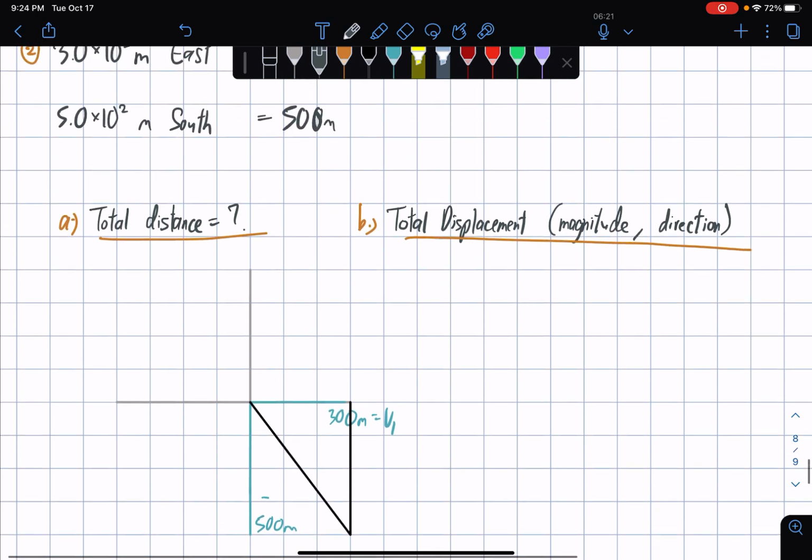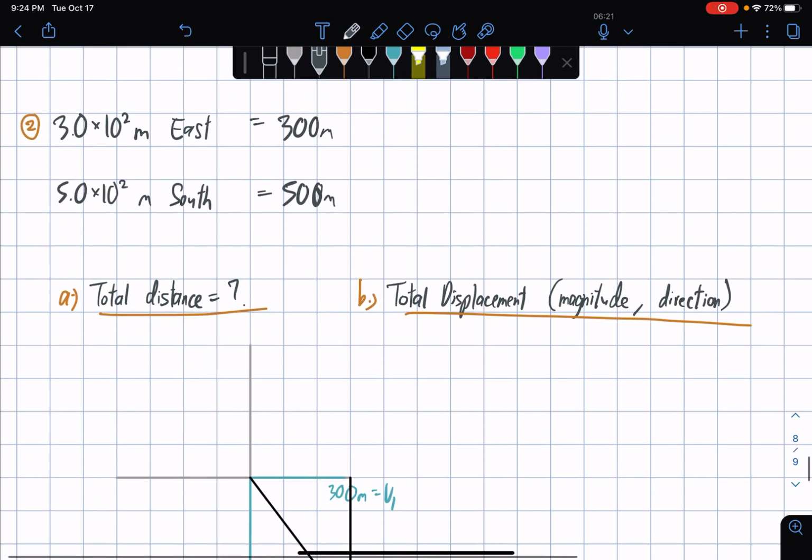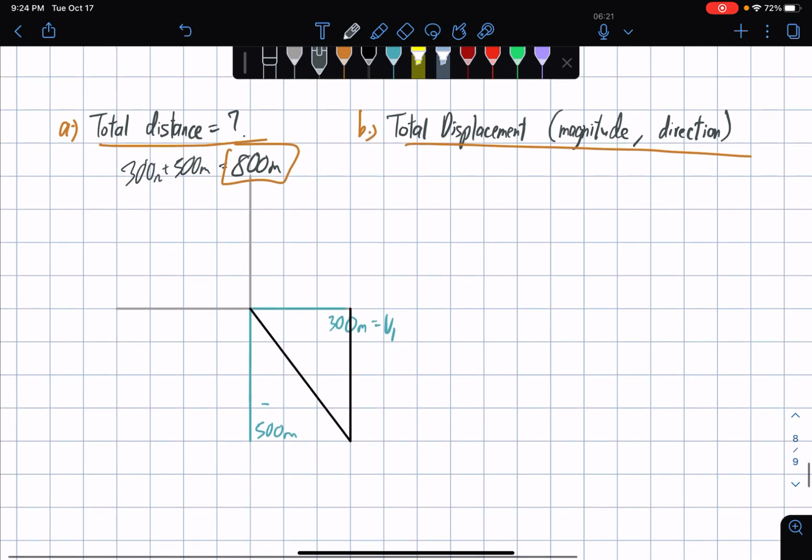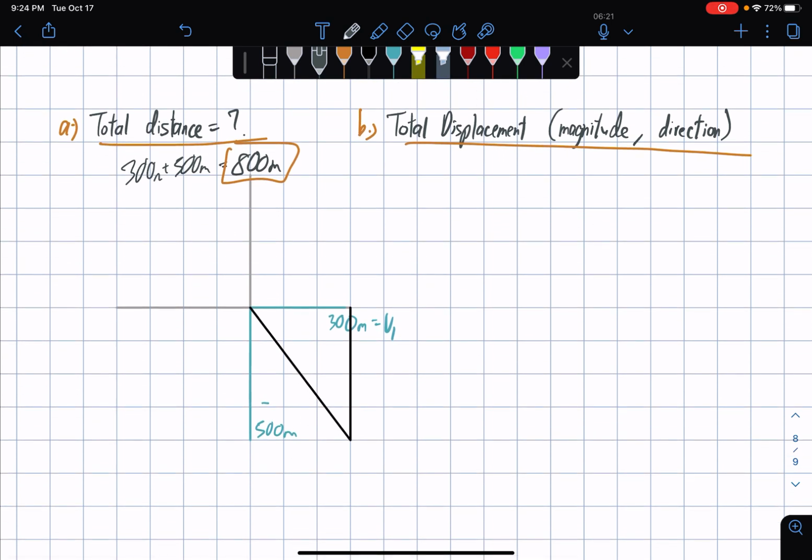So, total distance. Easy lang yan. We're just gonna add, diba? So, 300 plus 500 meters is equal to 800 meters. That's the total distance. Total displacement. Okay, so after drawing the Cartesian, yeah.